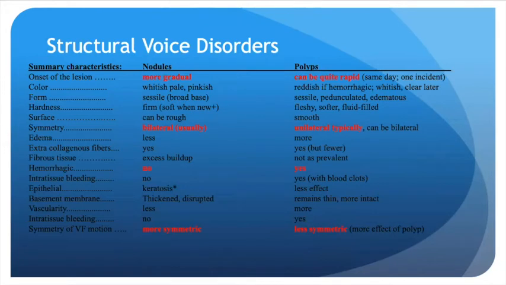So, a differential diagnosis between nodules and polyps here. Typically, nodules have a more gradual onset. Polyps can be gradual, but typically it's more of a rapid onset. Symmetry: nodules are typically bilateral. Polyps are usually unilateral. Nodules are not hemorrhagic, meaning there's not a blood vessel that feeds them. Polyps can be hemorrhagic, so you can actually see a blood vessel feeding them.